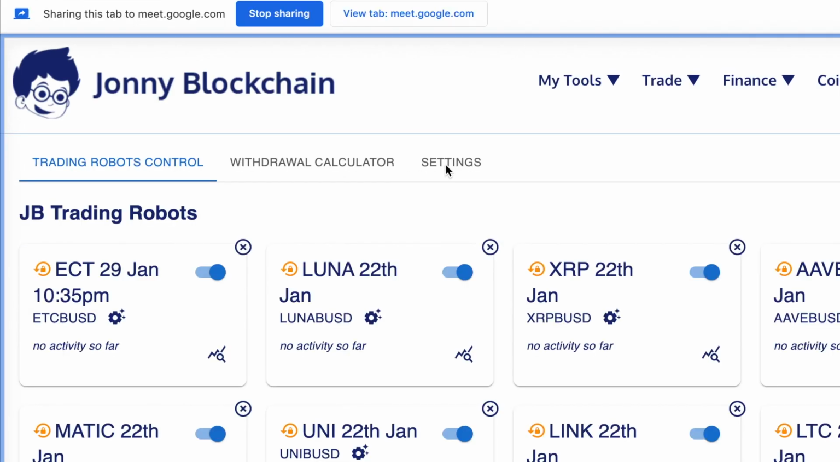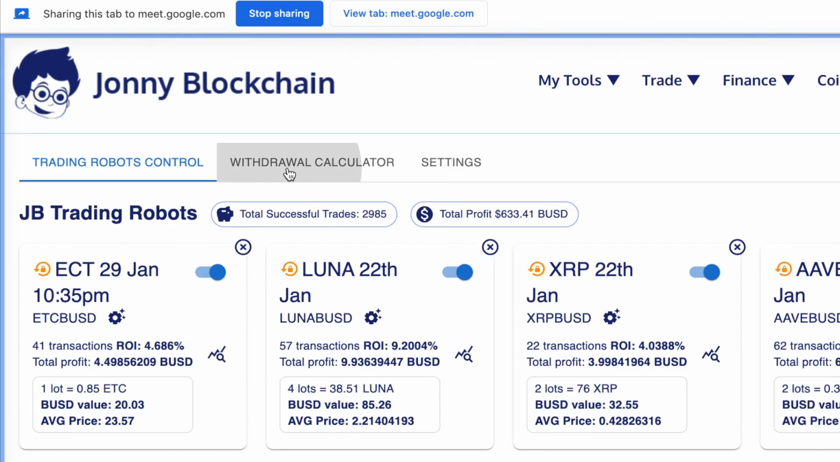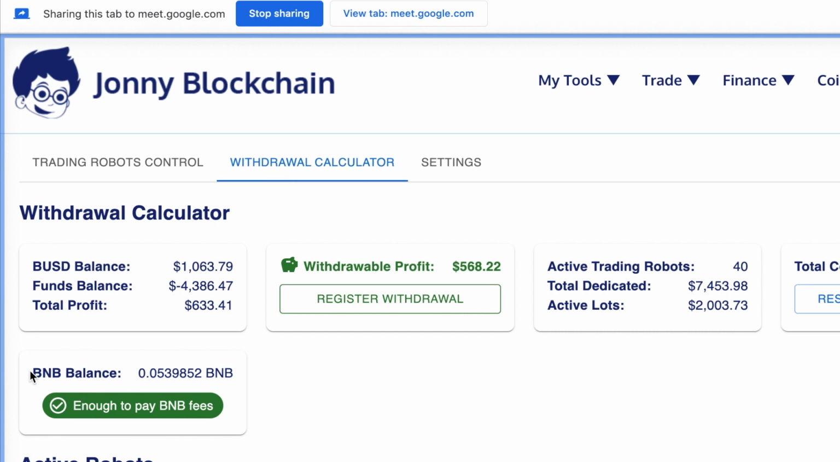You've got the settings tab. So if I come to the withdrawal, at the bottom here, this is going to move. We're going to move this to the control, but this is your BNB balance. You need to keep a balance of BNB to cover the Binance trading fees, because every time a trade is carried out on Binance, there's a fee that Binance charges. So you need to keep a balance.